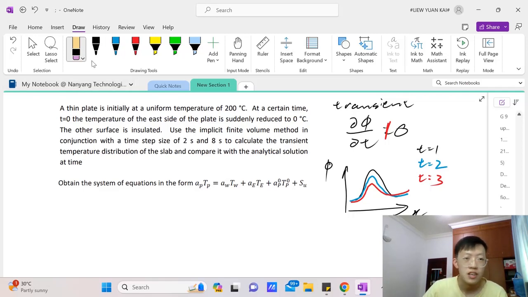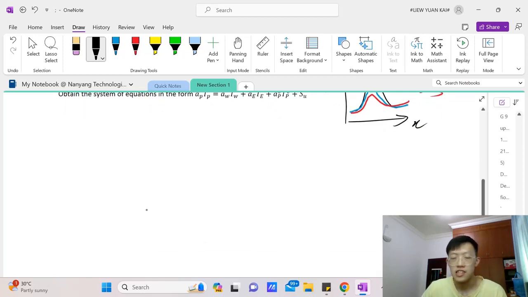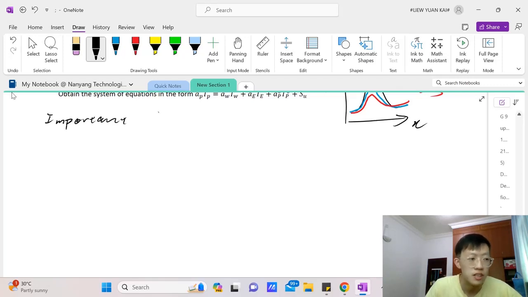So in the implicit scheme, we're going to solve for solutions of phi, not only for how they vary with x, but also how they vary with time. Let's get into the important formulas that we need for solving transient problems for the transport equation. We have three important formulas that we need to know.